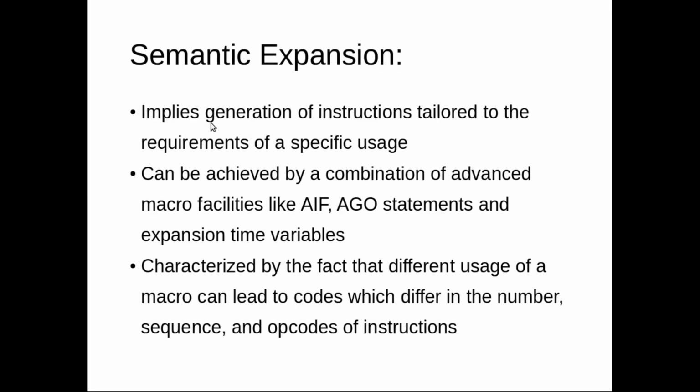So semantic expansion implies the generation of instructions tailored to the requirements of a specific use. It can be achieved by a combination of advanced macro facilities like AIF, AGO, and expansion time variables, and is characterized by the fact that different uses of a macro can lead to code which differs in number, sequence, and opcodes. So we have already seen this. We called the same macro 2 times, and each time different code was generated. So that's the meaning of semantic expansion.